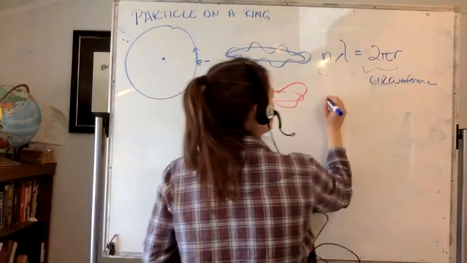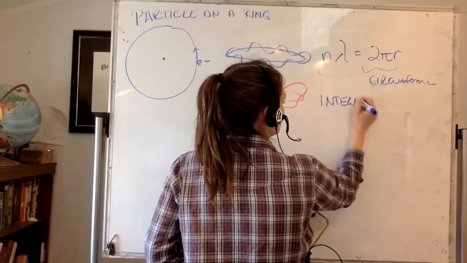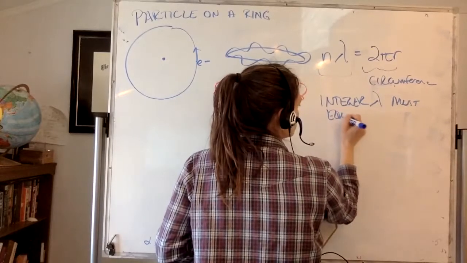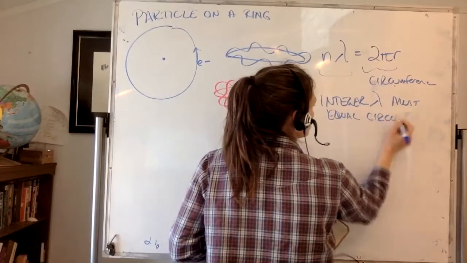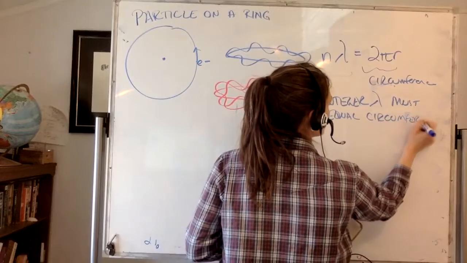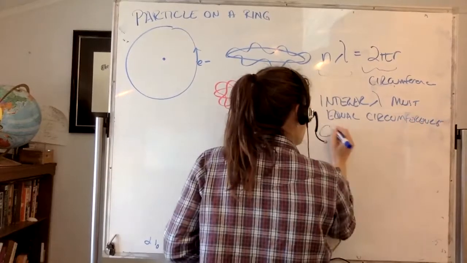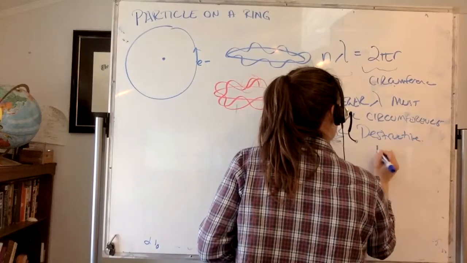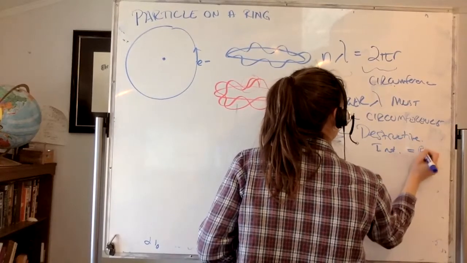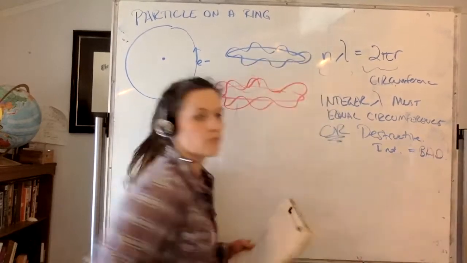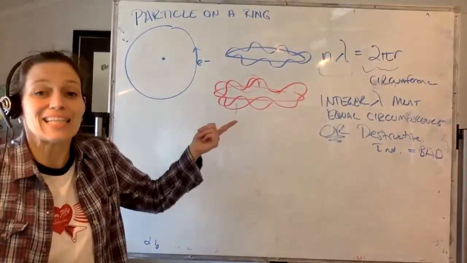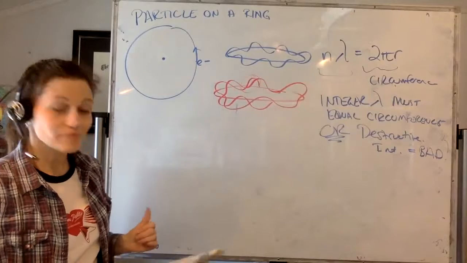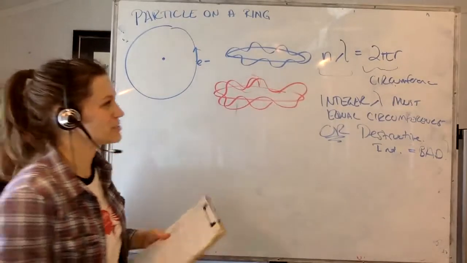So I'll write that out. An integer number of wavelengths must equal the circumference, or destructive interference, which equals bad. Our electron would annihilate itself based off its wave-like properties if we didn't have this condition met. That's not good. So let's make sure we have this condition met.